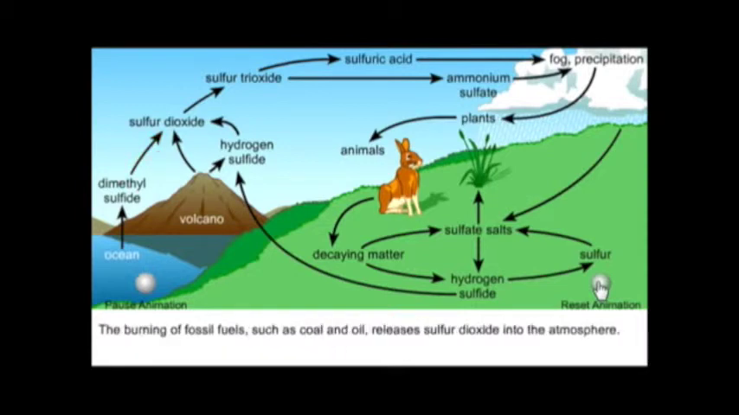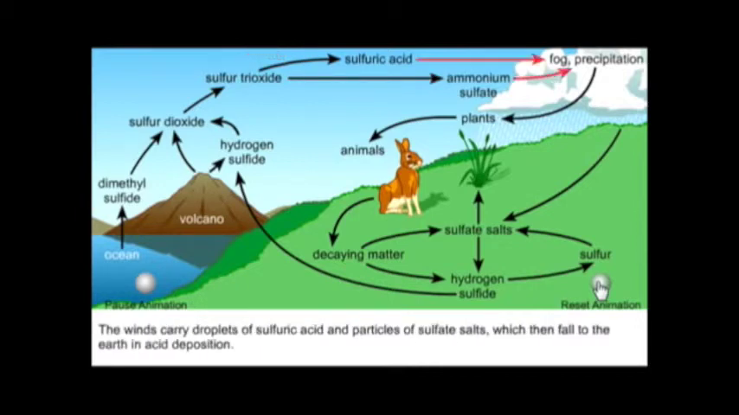The burning of fossil fuels, such as coal and oil, releases sulfur dioxide into the atmosphere. Sulfur dioxide reacts with atmospheric oxygen to produce sulfur trioxide. Some sulfur trioxide reacts with tiny water droplets to form sulfuric acid. Sulfur oxides also react with ammonia to produce tiny particles of ammonium salts.